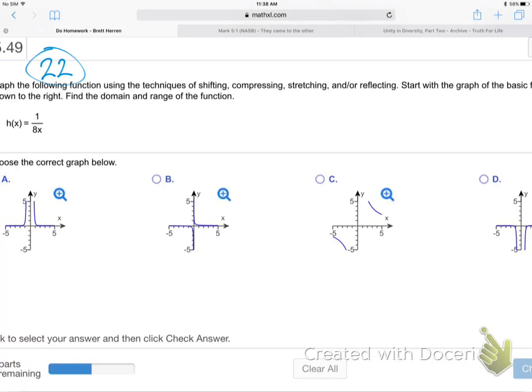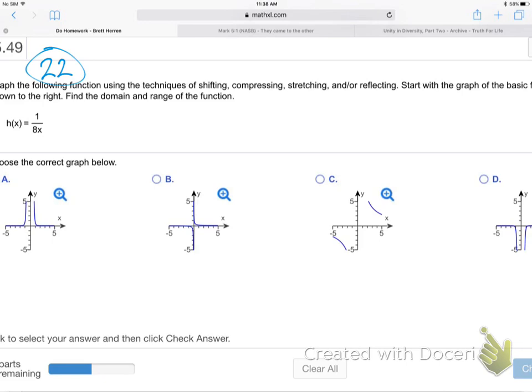So basically they're giving me this equation, 1 over 8x. They want me to say which of those graphs is this. This will be on the exam. So how do we do that? How do we take an equation and figure that out? Well, it's one of those. How do we know which one?